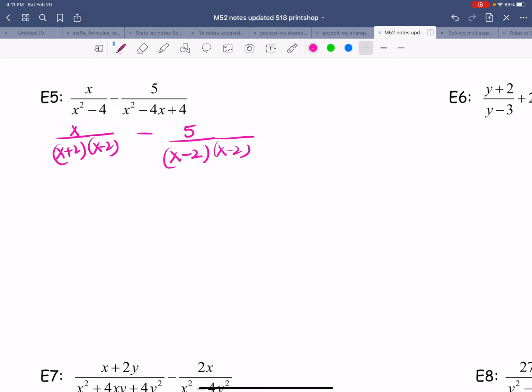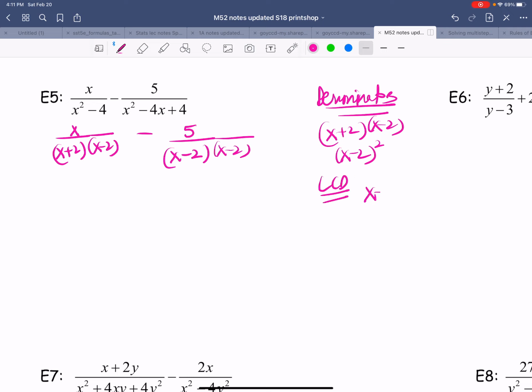So remember, let's go ahead and write all our denominators. Remember, we said we want to write our denominators with the exponents wherever we can. So instead of writing x minus 2 times x minus 2, I'm going to write x minus 2 squared. What's going to be my LCD? In this case, bring each unique factor down with the highest exponent. And that's going to be my LCD.